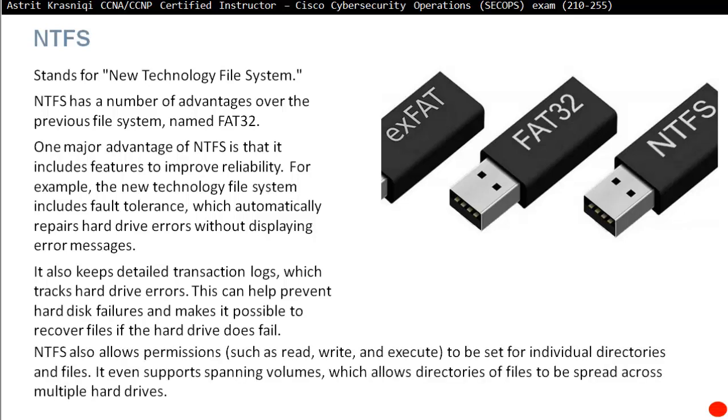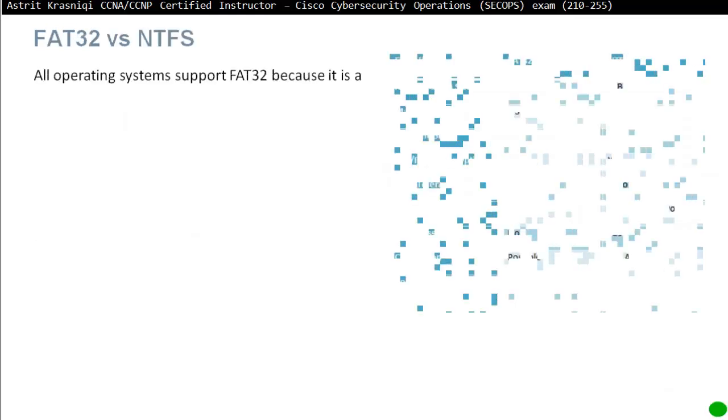NTFS allows permissions such as read, write, and execute to be set for individual directories and files. It even supports spanning volumes, which allows directories and files to spread across multiple hard drives. So for example, with NTFS, you can create a C drive that spans many hard drives, for example 5 or 6 hard drives that are all the C drive. And you can put one file across all of these 6 drives.